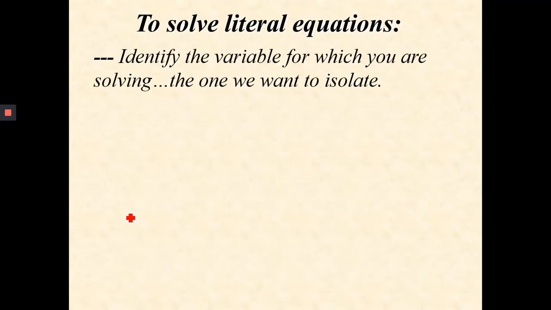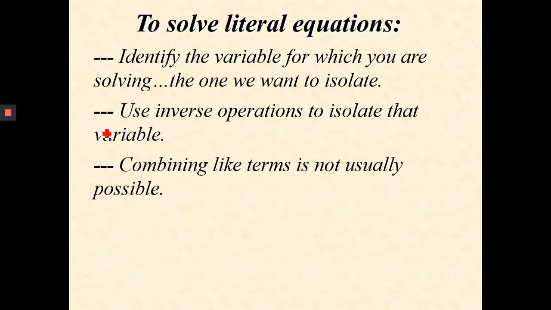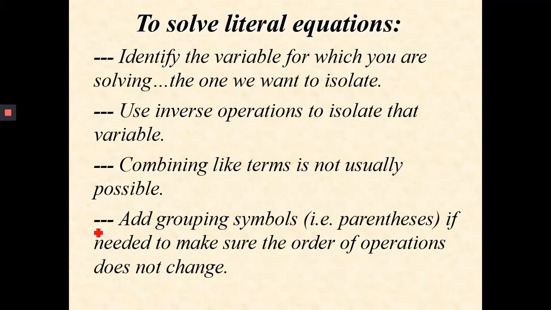Okay? So in order to solve literal equations, the first one, we're going to identify the variable which you are solving, the one we want to isolate. The next one, we're going to use inverse operations to isolate that variable. Then, combining like terms is not usually possible in solving literal equations. And then, we can add grouping symbols if needed to make sure that the order of operations does not change.